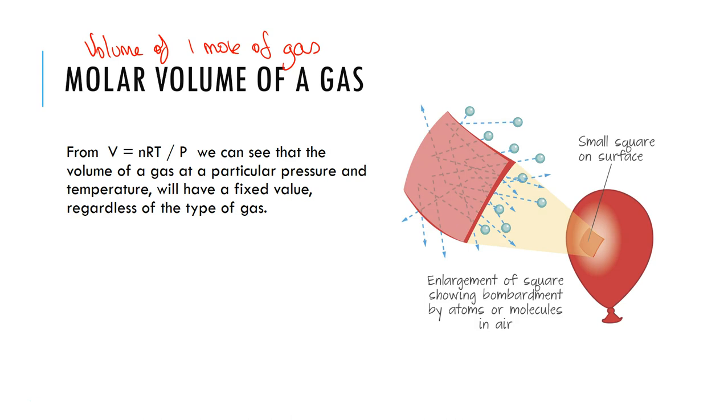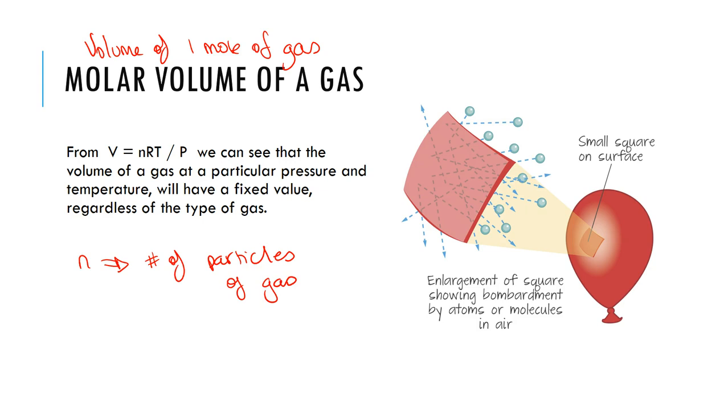mole of gas occupies. So we can use our ideal gas equation and rearrange for volume, and we can see that we end up with nRT divided by P. So the volume of the gas at a particular pressure and temperature has a fixed value irrespective of the type of the gas that it is, because all that we're doing here is looking at n, which remember relates to the number of particles of the gas, okay, but not what the gas is.